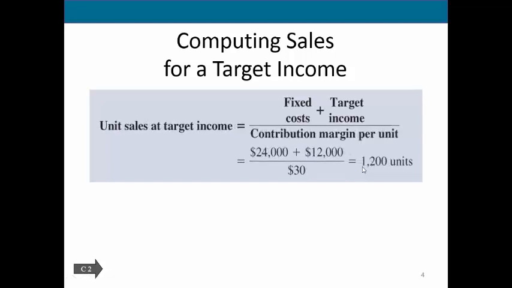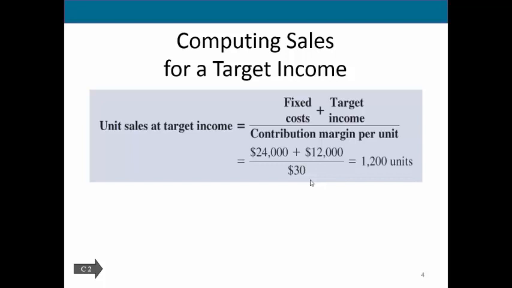We can also calculate this in terms of units. So fixed costs plus the target income, no change here in our numerator. Divide that by the contribution margin per unit rather than the contribution margin ratio, and you can see what has happened. We have to sell 1,200 units in order to reach our target income. If you'll remember, and you have to remember a couple examples back, when we were originally calculating our break-even point in units, it was just fixed costs, or $24,000, divided by our contribution margin per unit, or $30 per unit. That gave us a break-even point of 800 units. So can you see how this makes sense?